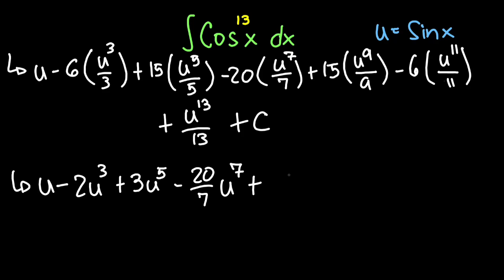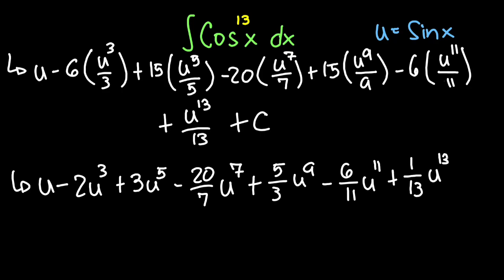We can reduce this to 5 over 3 u to the power of 9 minus 6 divided by 11 u to the power of 11. And for this one, we can rewrite this as 1 over 13 multiplied by u to the power of 13 plus c.